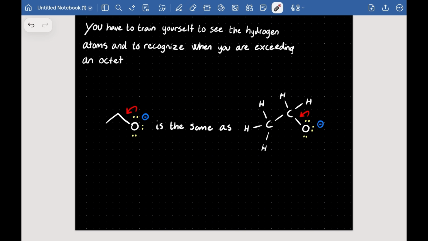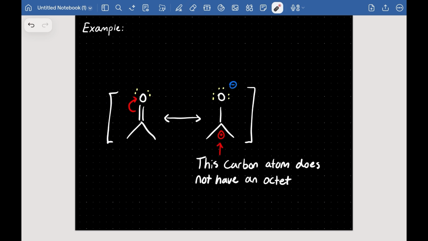There's another important detail. For resonance structures, the octet rule is only violated if a second row element exceeds an octet, but having fewer than 8 electrons is basically allowed. So this carbon atom does not have an octet. This drawing is perfectly acceptable even though the central carbon atom has only 6 electrons around it.